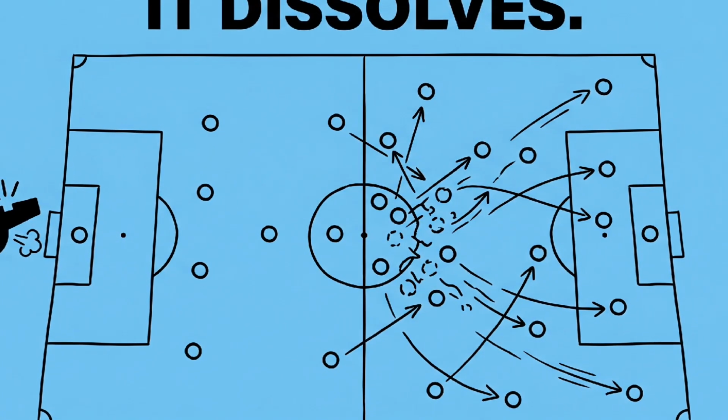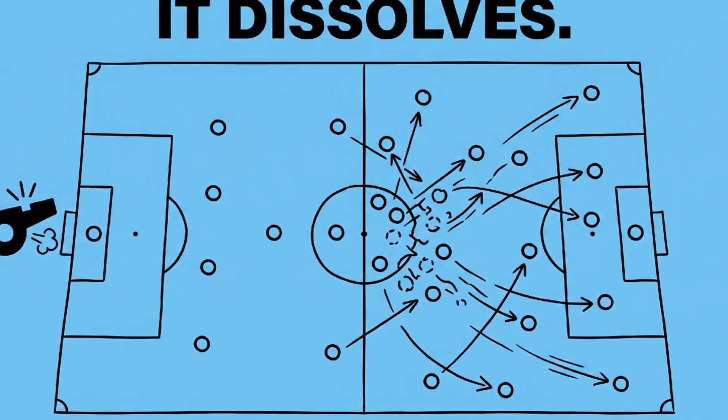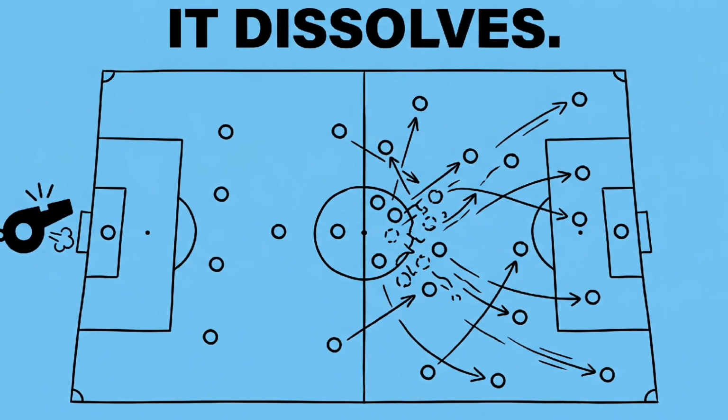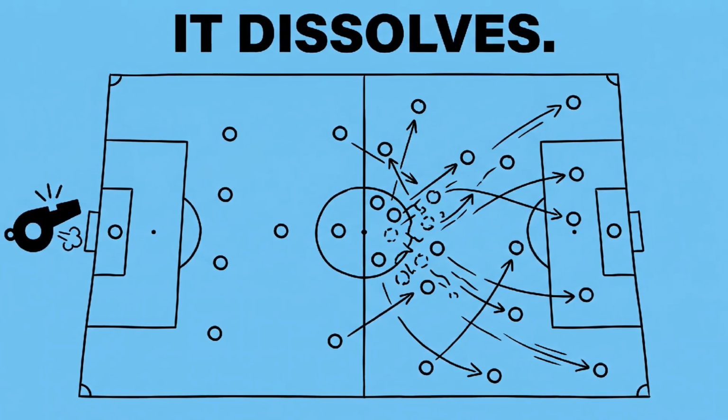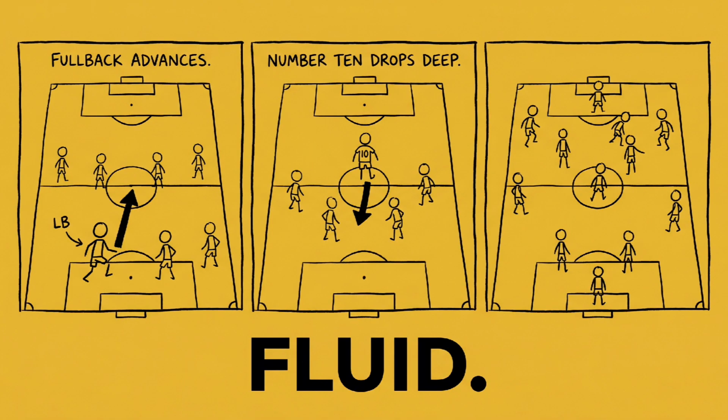Here's the uncomfortable truth about everything above. Formations are a lie. Not the concept, the execution. The graphic you see before kickoff is a starting point. The second the whistle blows, it dissolves. Fullbacks push forward and become midfielders. The number 10 drops deep and becomes a third central midfielder. The striker drops into channels and drags center backs out of position.